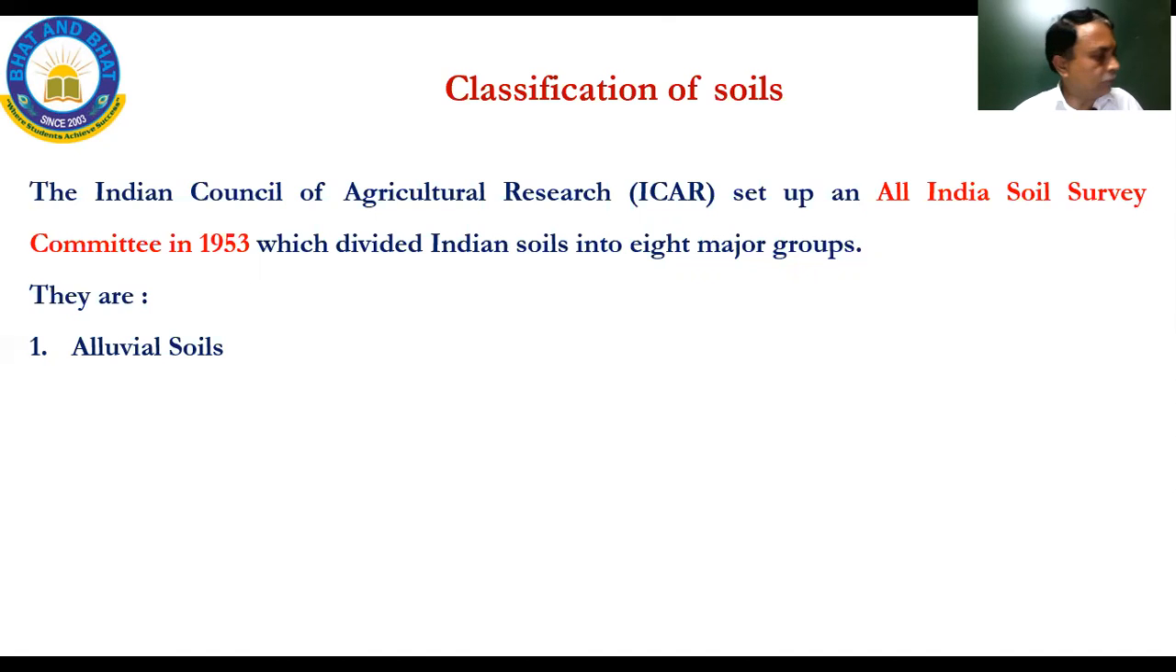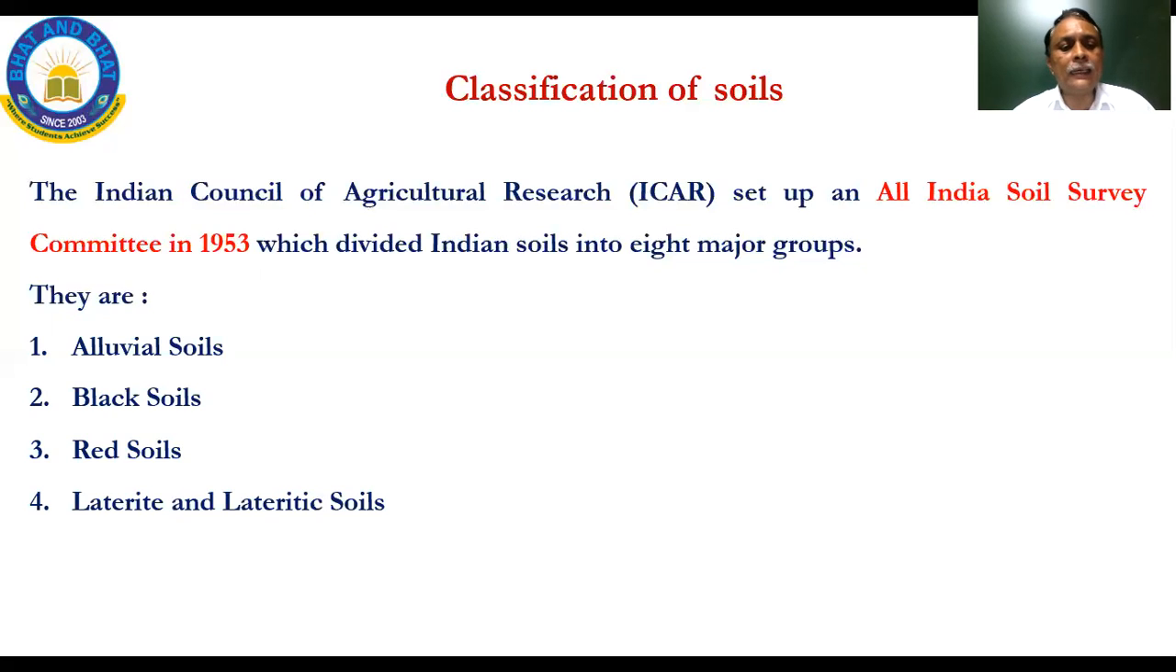Alluvial soils, the first one. The second one is black soil. Then you have red soils and laterite and lateritic soils. The composition is basically laterite.